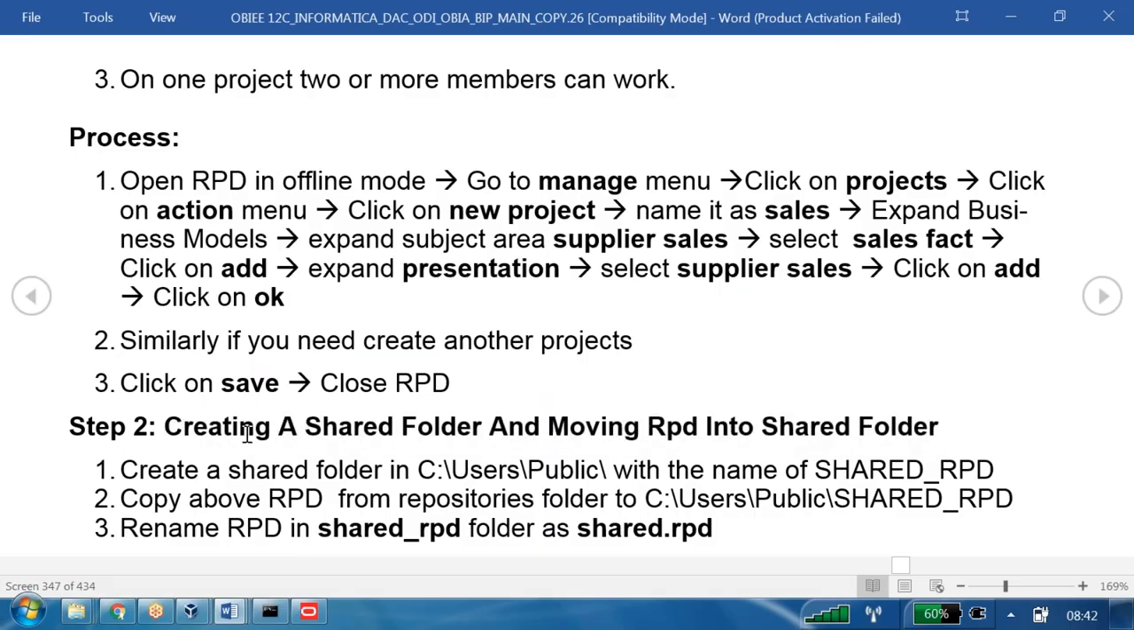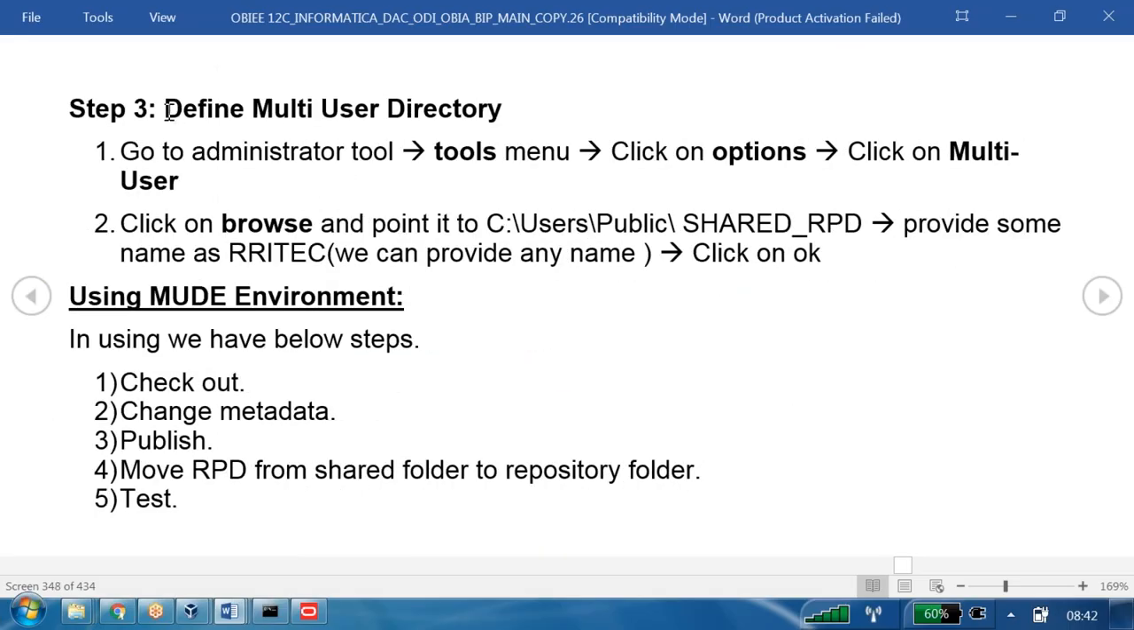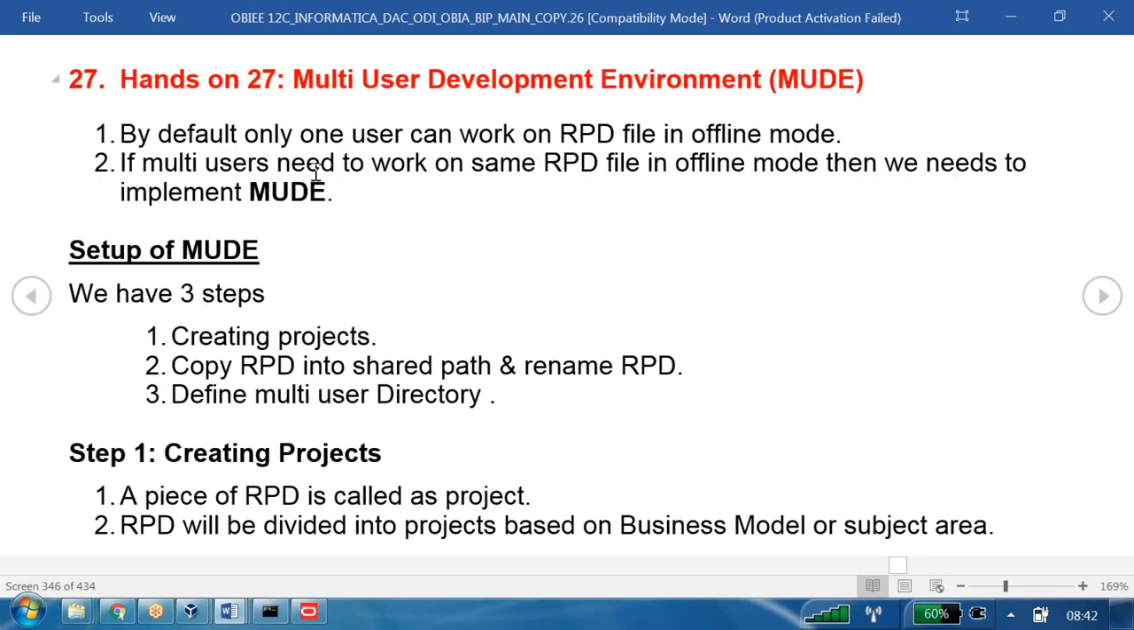Okay, we understand here creating a shared folder and moving the RPD into the shared folder. And next is what? Define multi-user directory. Already we completed this one, right? We defined the multi-user directory also. I think this is what you have to do, 3 steps. What are the 3 steps we did? Creating the projects, we completed. Copy RPD into the share path and rename the RPD. Third is define multi-user directory. All the 3 steps we completed.